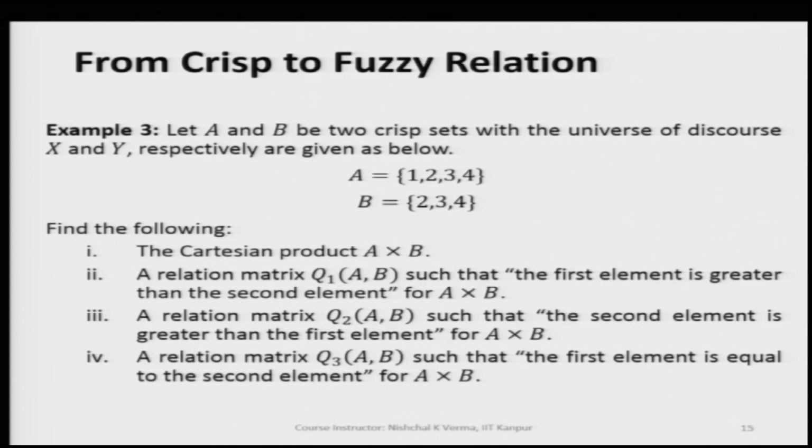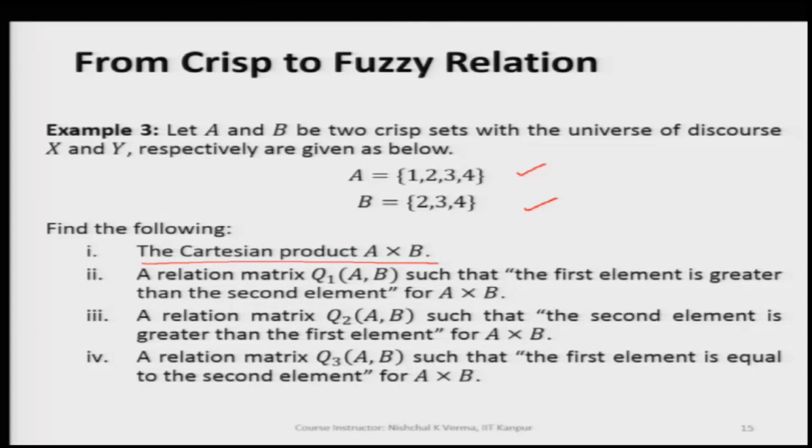Now, let us take another example, where we take crisp set A and crisp set B, and we have the universe of discourse, for A capital X and for B capital Y. In this example we are supposed to first find the Cartesian product of crisp set A and crisp set B, that is A cross B, and then find the relation matrix Q1 of A comma B such that the first element is greater than the second element, as we have seen in the previous example. This is very easy: we first find the Cartesian product, so that we have the whole population, and then from that we pick the elements based on the condition that is given, and this will be our relation matrix Q1 A comma B.